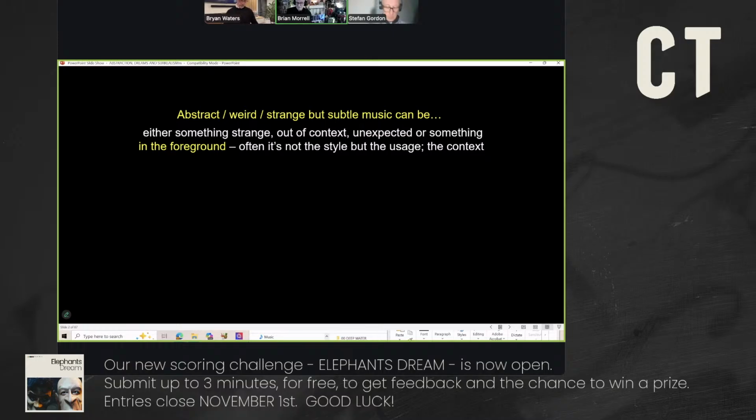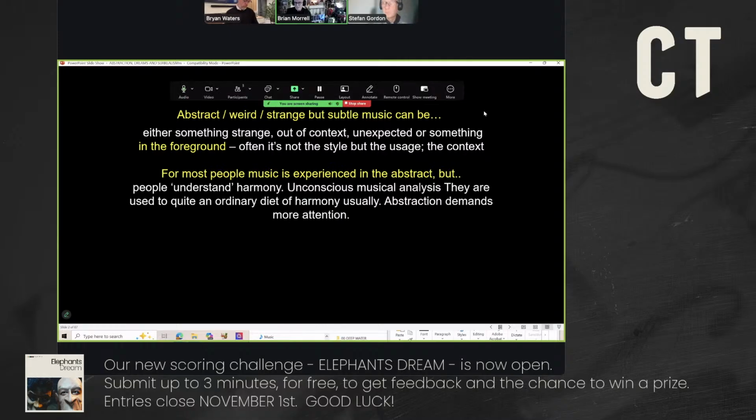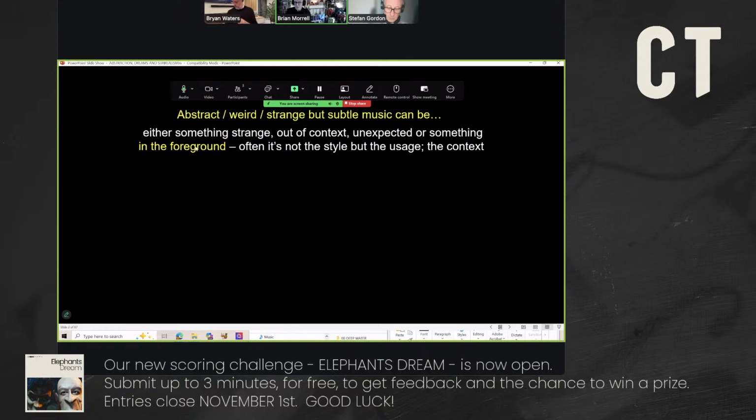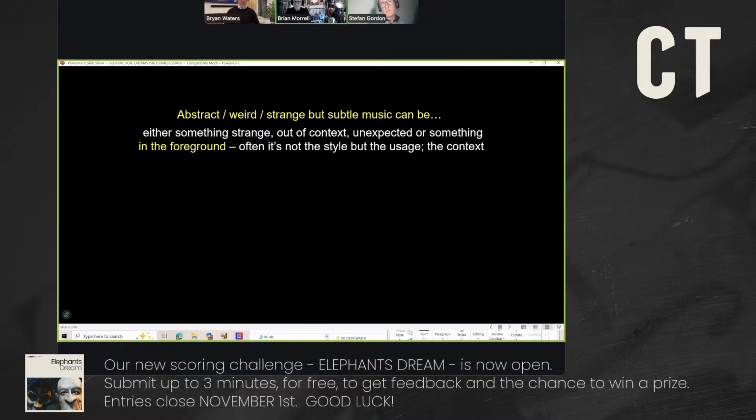So either something strange, out of context, unexpected, or something which is in the foreground. Music for film is generally in the background. This is underscore music. But this kind of music in people like David Lynch's films, which we're going to talk about, is often in the foreground. So it's a different way in which music is used, and again, bear that in mind when you do it. So it's not the style, but it's the usage, the context.